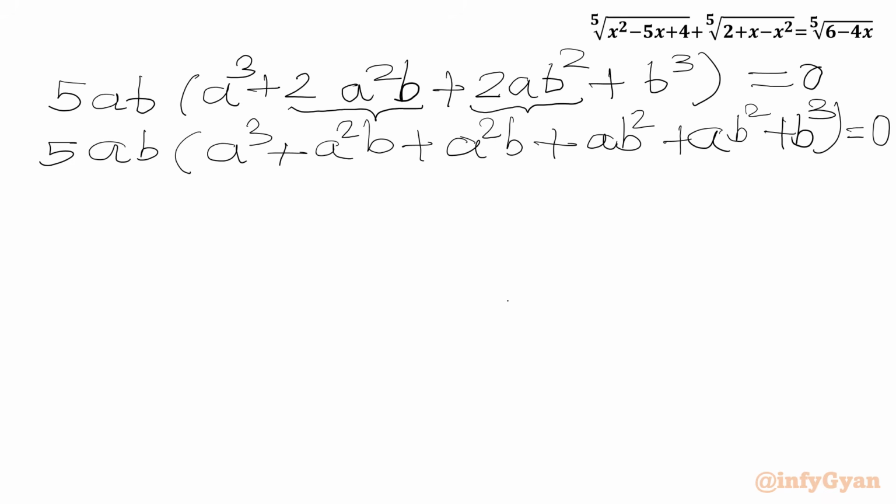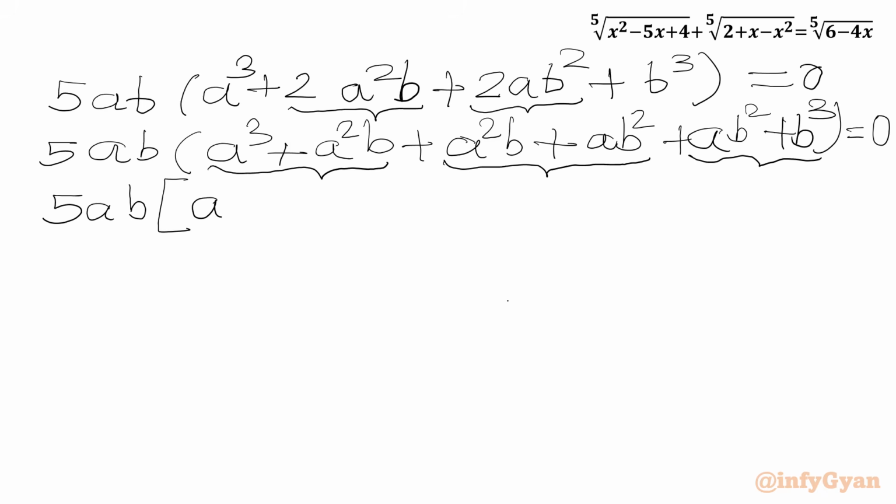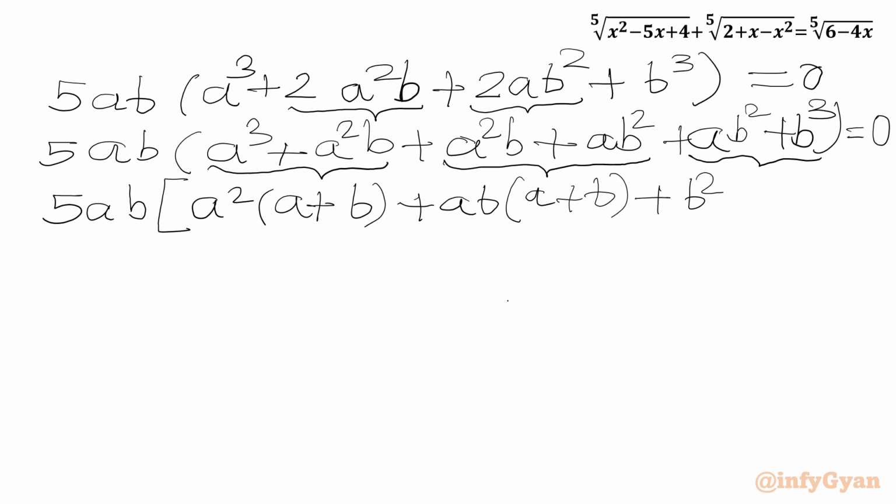RHS is 0. Now from these two terms, we will take a square common. From these two, ab is common. From these two, b square is common. We will write 5ab in bracket. A square is common, a plus b in the bracket, plus ab is common, we'll get a plus b in the bracket, plus b square is common, we'll get a plus b in the bracket. RHS is 0. Now we'll take a plus b common out.